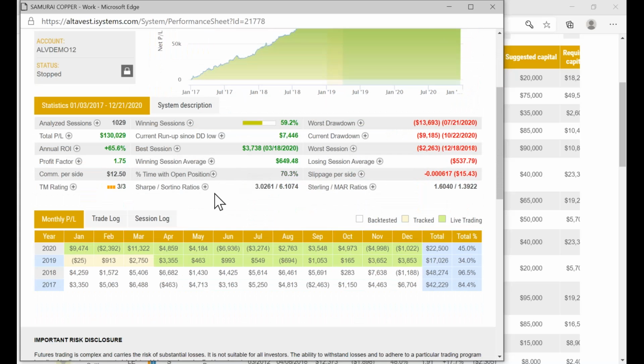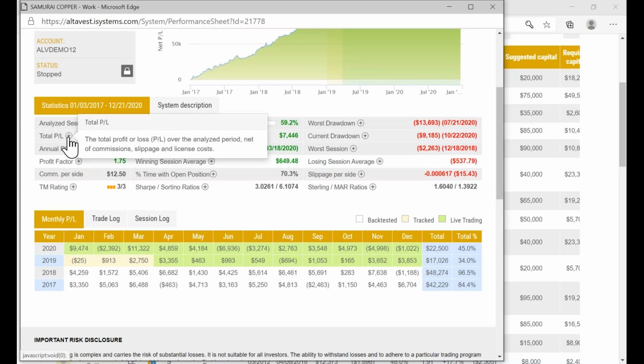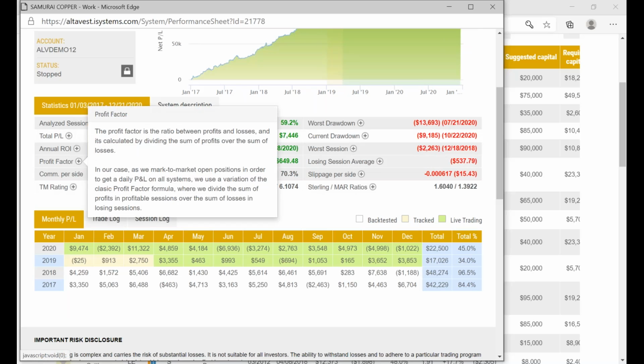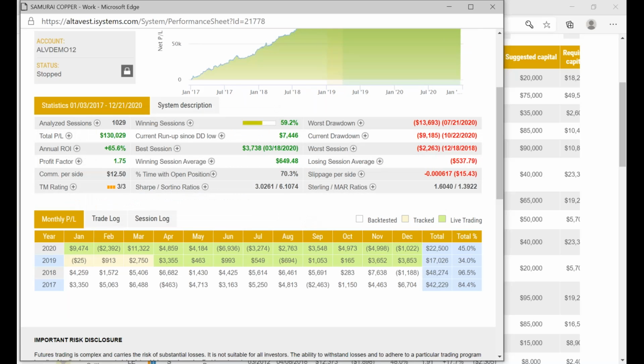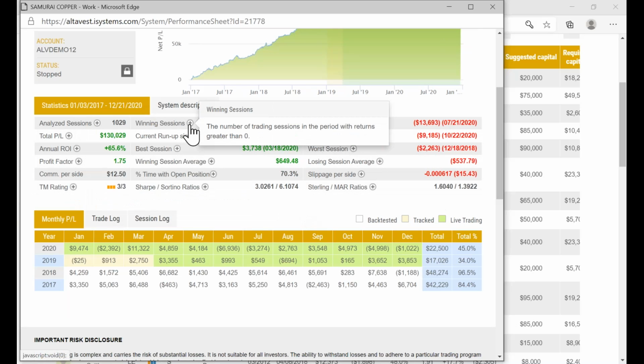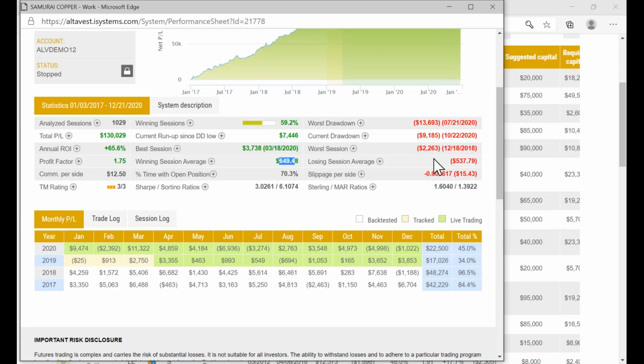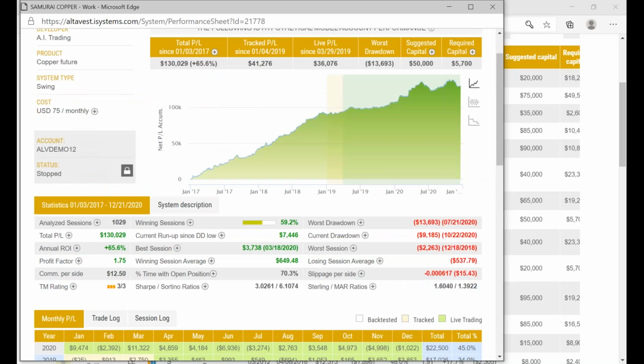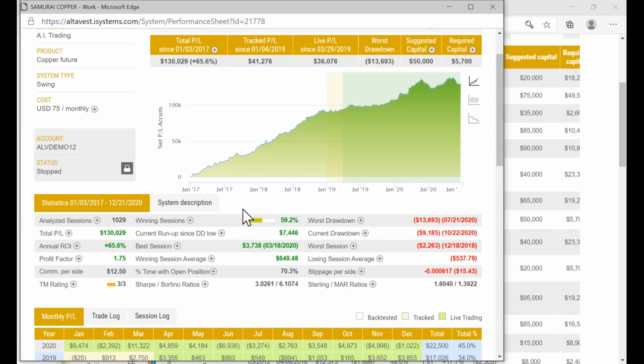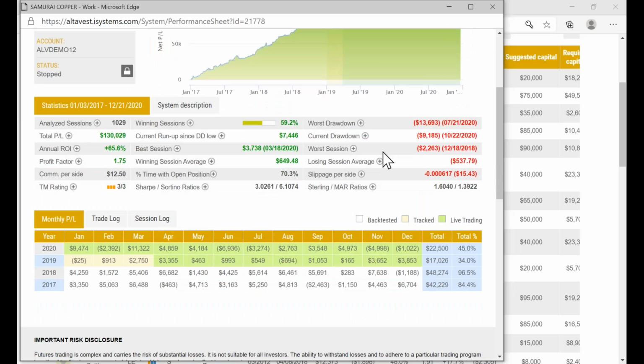And we'll look down here, and you can look at your total P&L. You can look at your profit factor. Any of these icons, you click and get an explanation. So for example, the best session was 3,738. The worst session was 2,263. Winning session average here, losing session average. It gives you all the data historically, percentage of time with open position. So it has a position about 70% of the time. And it's a swing trading system, as we saw, and so on. So you can look at all this data here.